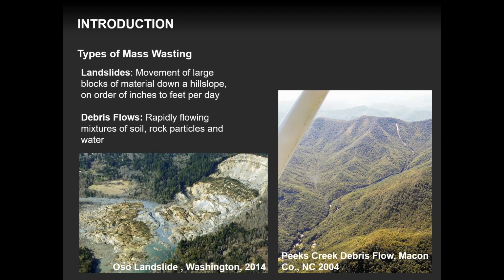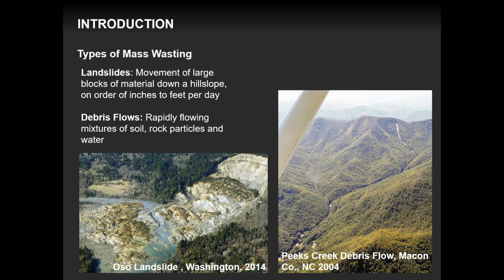These can be landslides, such as the Oso landslide from 2014 out in Washington State, image on the bottom left here, showing a very large block of material moving downslope. This is on the order of feet to potentially tens of feet per day.